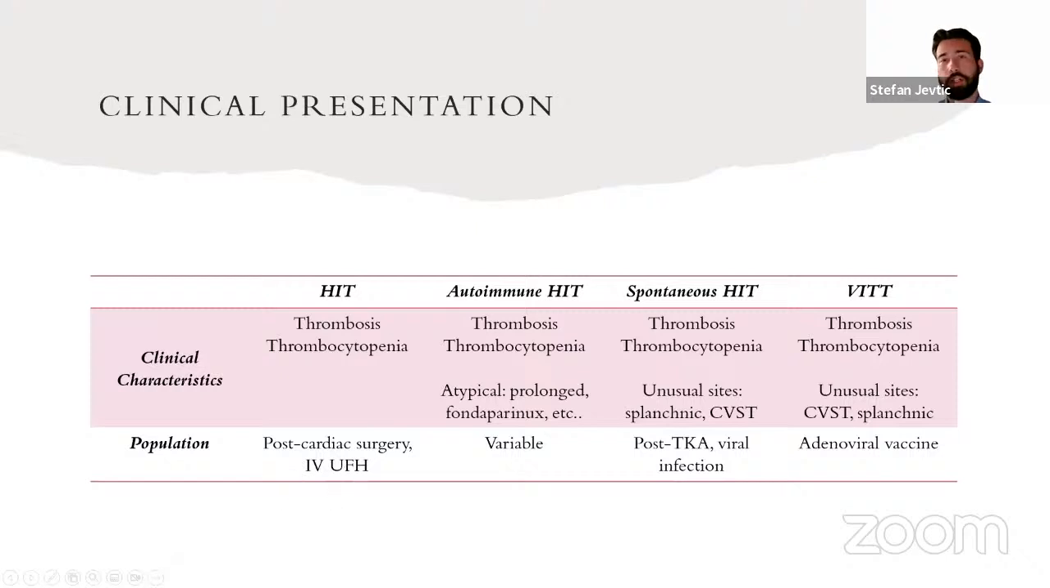And the patient population is also a key differentiating factor between these disorders. So as we've discussed, VIT is commonly seen post-adenoviral vaccination. Spontaneous VIT is uniquely associated with total knee arthroplasty and orthopedic surgery, as well as potentially viral infection. And then HIT is also associated generally post-cardiac surgery or with exposure to unfractionated IV heparin. And autoimmune HIT is really very variable, and so it should always be on the back of your mind when you have this type of presentation in a clinical patient.